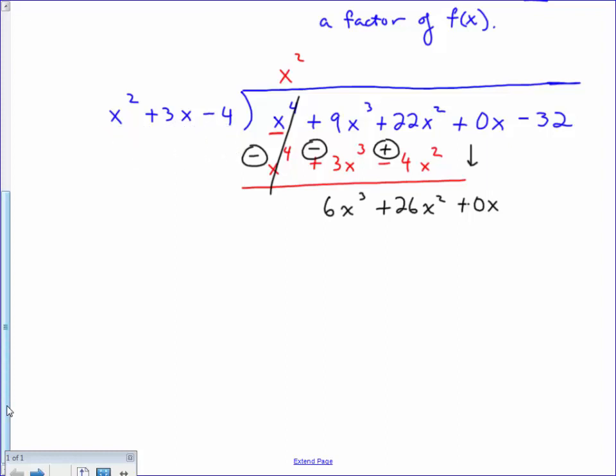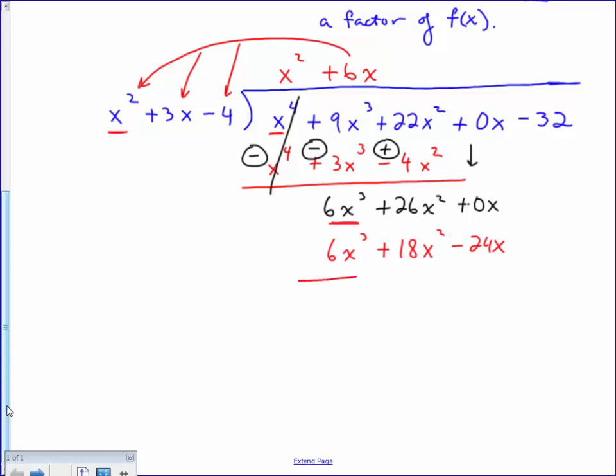From this point, I need to start over on my division. Look at this term here and this term here. What times x squared would give me 6x cubed? Well, I would need a 6 for sure, and then I need an x. I need to get x cubed. I have x squared, so I need one more x. Multiply the 6x by each of these 3 terms: 6x cubed plus 18x squared minus 24x. Draw a line, change your signs.